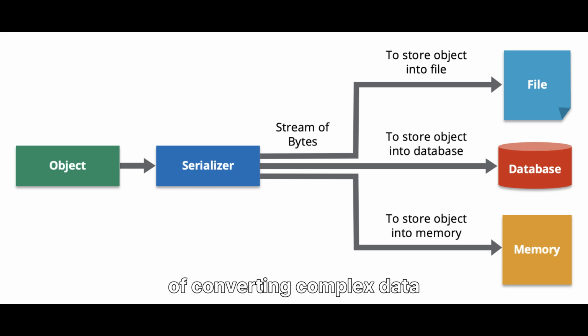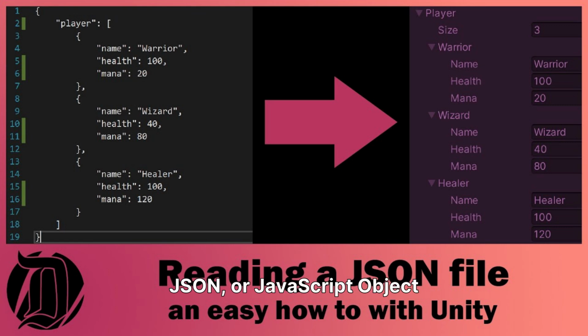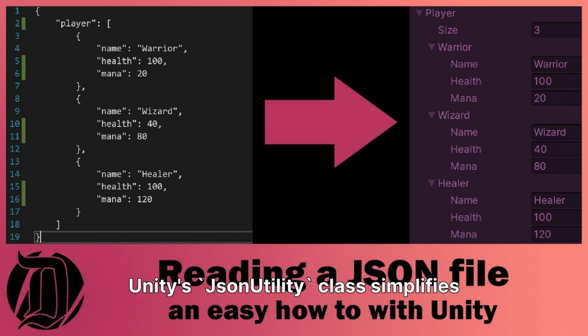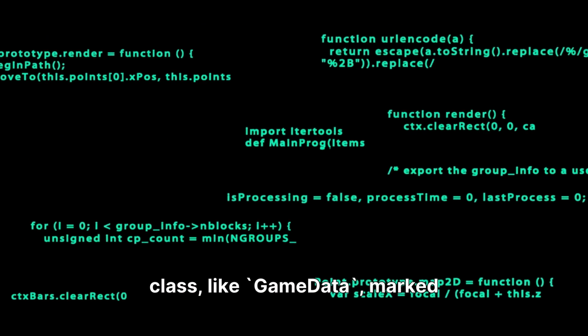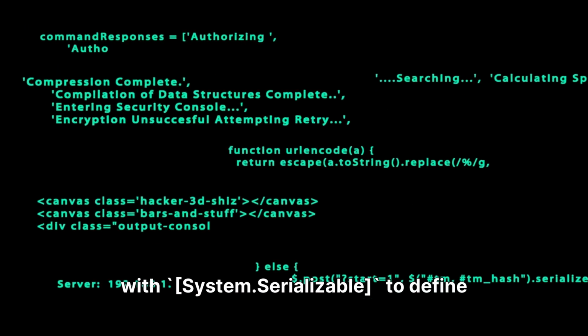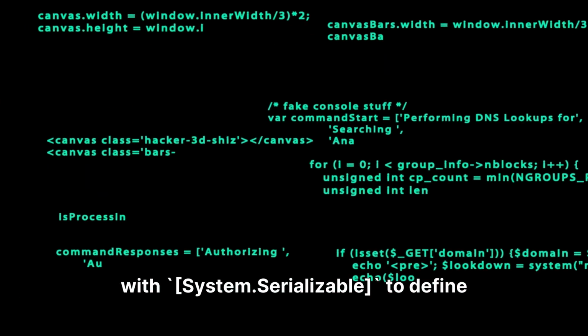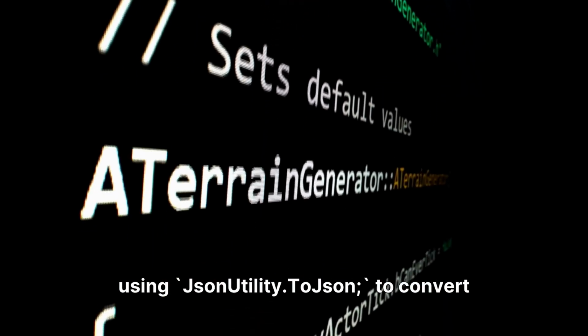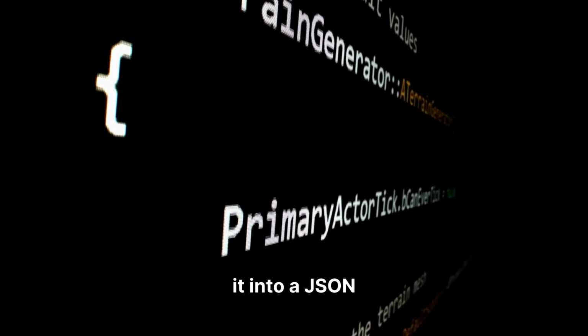Serialization is the process of converting complex data structures into a format that can be easily stored and reconstructed later. JSON, or JavaScript Object Notation, is a lightweight, human-readable data interchange format. Unity's JsonUtility class simplifies serializing and deserializing JSON data. First, create a serializable class, like GameData, marked with System.Serializable, to define your data structure. Then, serialize your object using JsonUtility.ToJson to convert it into a JSON string.